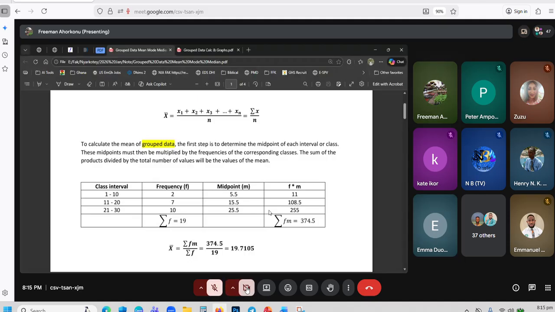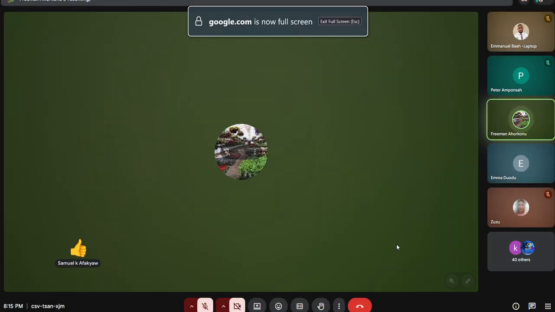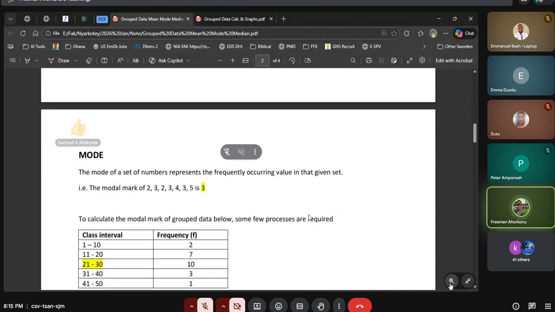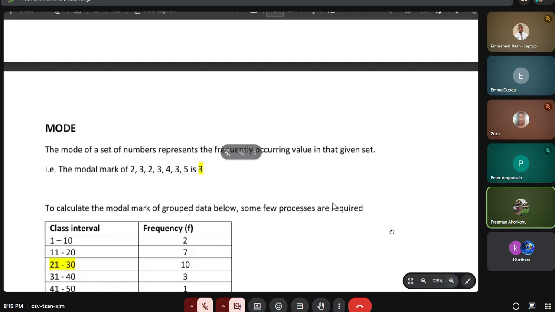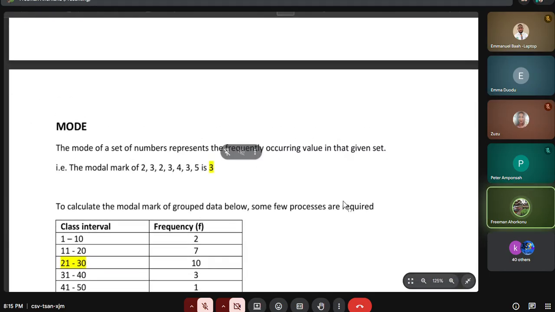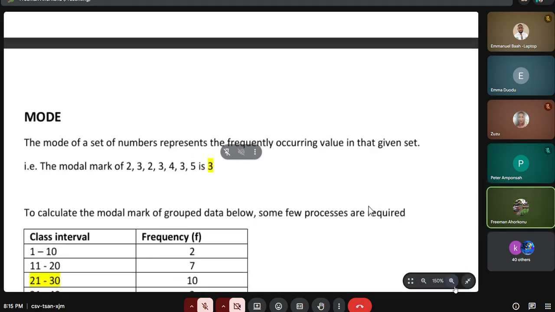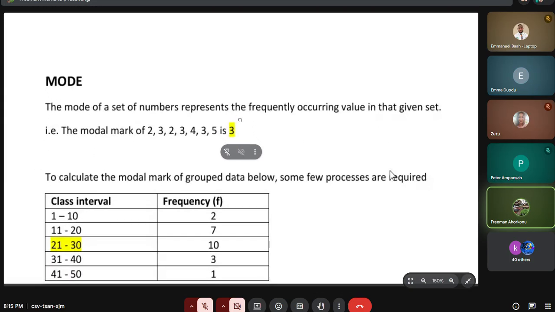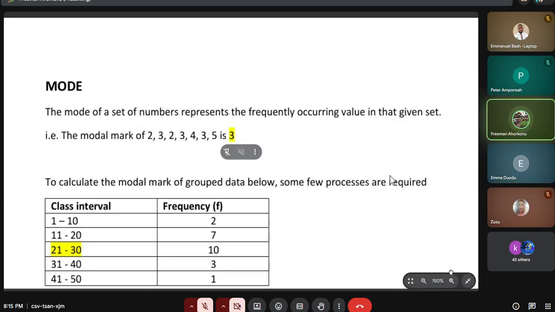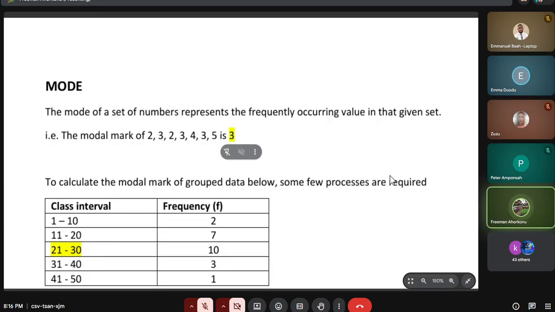Okay, no question. We go to the mode. We also said the mode for a group data is the number that occurs most frequently in a data. So in the small data there, you have 2, 3, 2, 3, 4, 3, 5, and 5. So the mode for that small data is what?